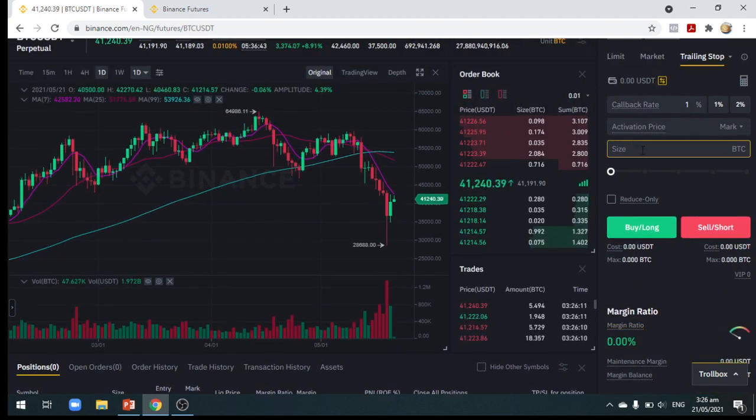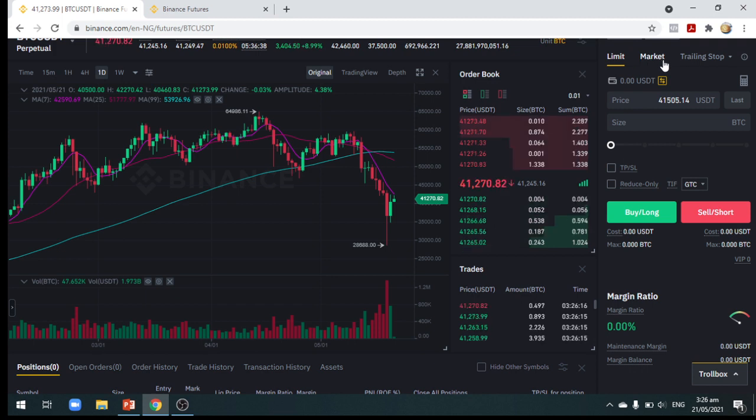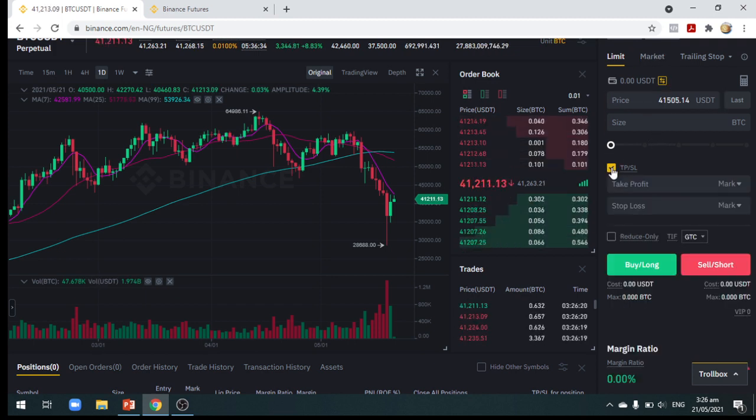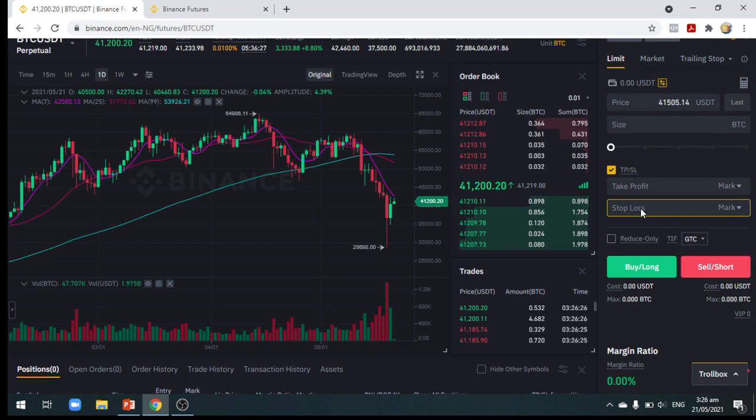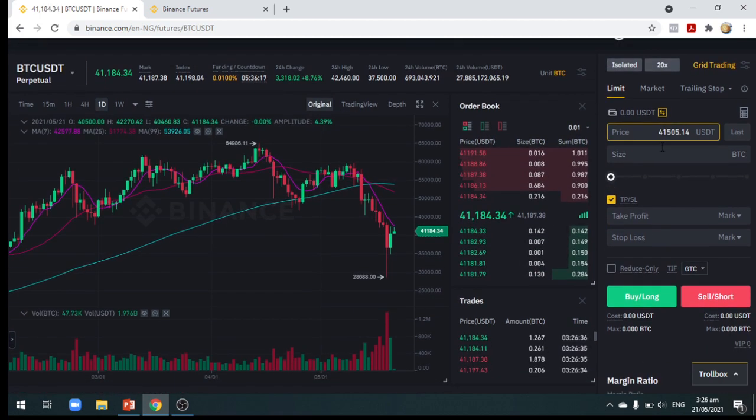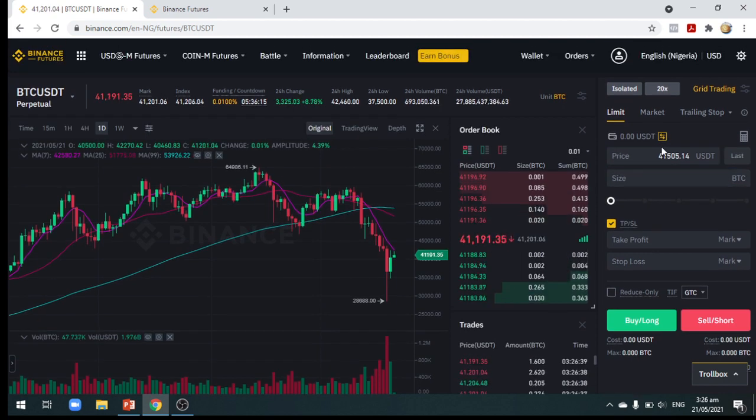Okay, so with that limit, take profit or stop loss, you can use a stop loss or take profit order here, so that if the price is moving in your favor, you take profit at a particular point, and if it is moving against you, you put in the stop price here, so that if the price is moving in your favor, you can take profit at a particular point.